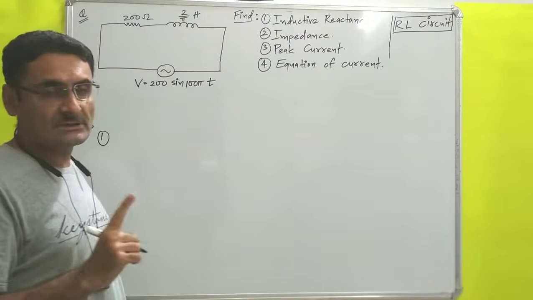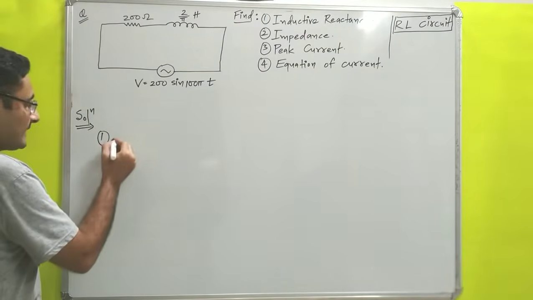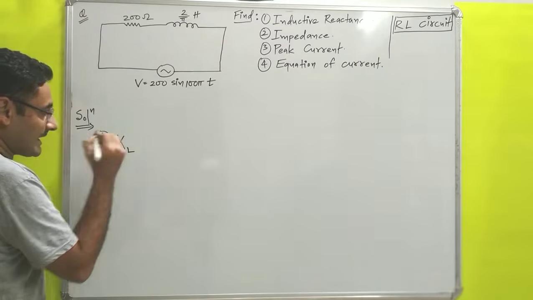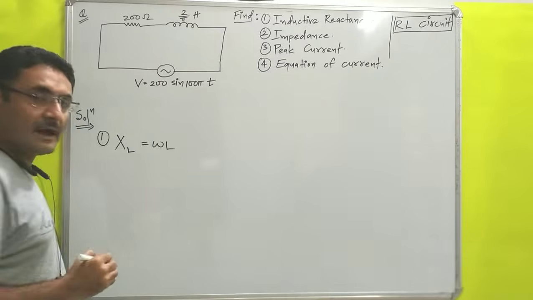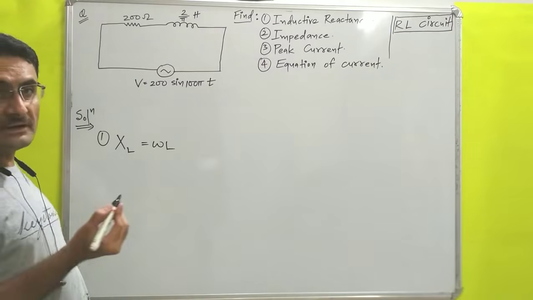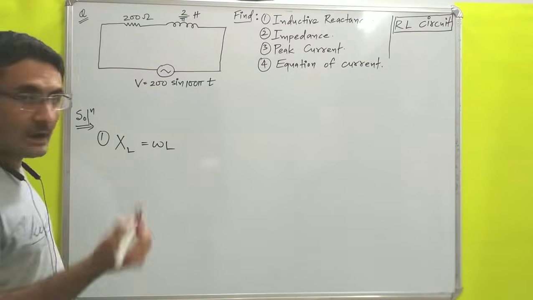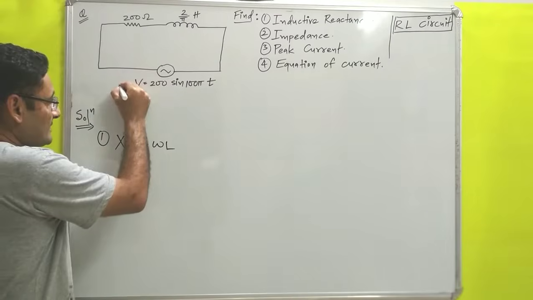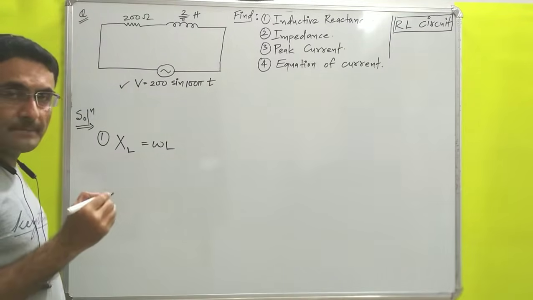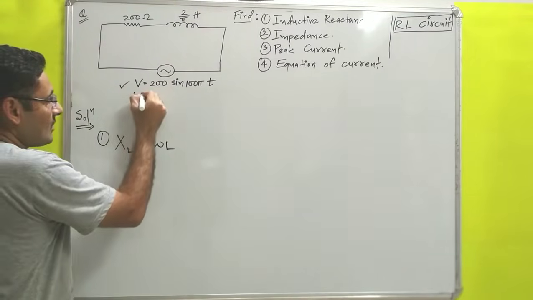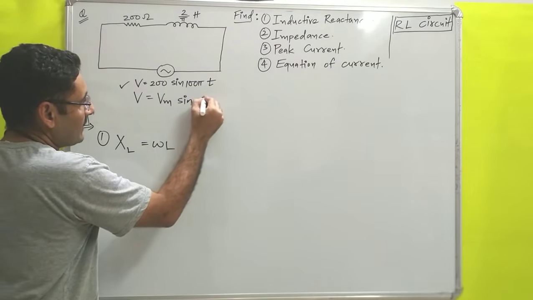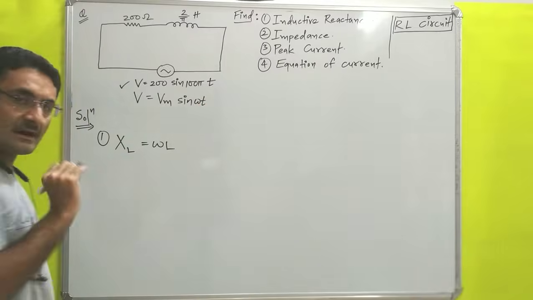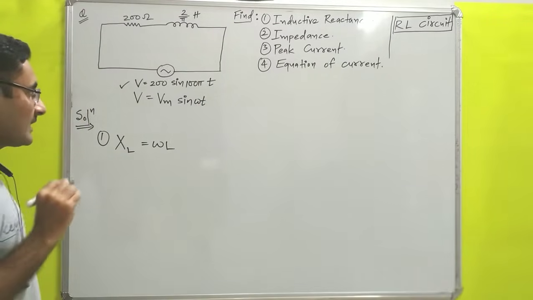Inductive reactance. Now you know very well inductive reactance is indicated by XL, and the value of XL is omega into L. Now omega, the angular frequency, is not given, so how can we find it? The voltage equation is given. We will compare that equation with the standard equation, which is V = Vm sin(omega t). That is your standard equation, V = Vm sin(omega t).